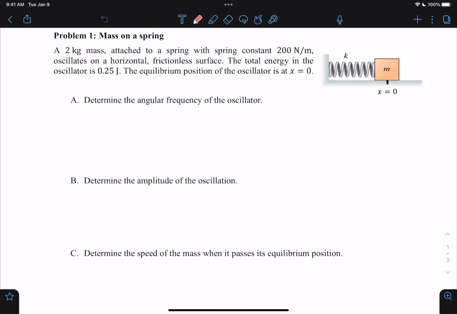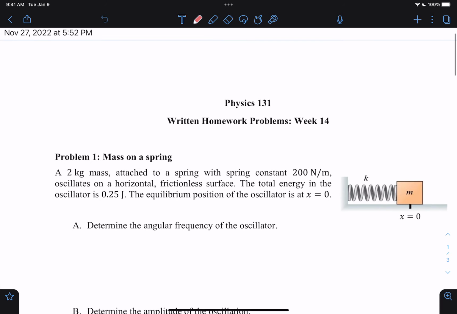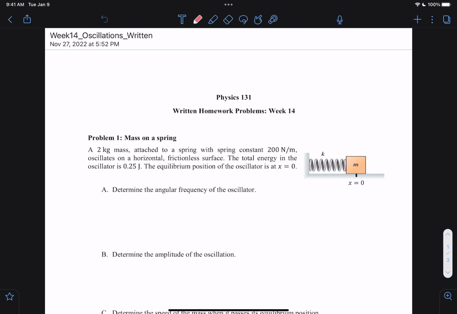Okay, there we go. So, recording is started. Let me go ahead and share the screen, and then let me know if you guys can see that well. Looking good? You guys can see the problem? Yes, okay, awesome. So, yeah, this week's stuff is the waves, oscillations. This is written homework week 14.